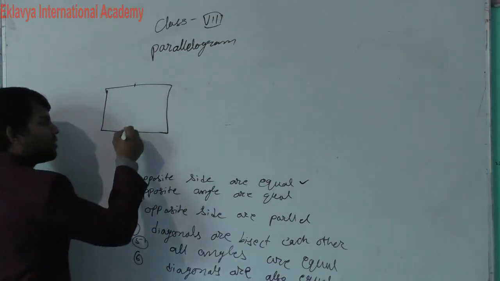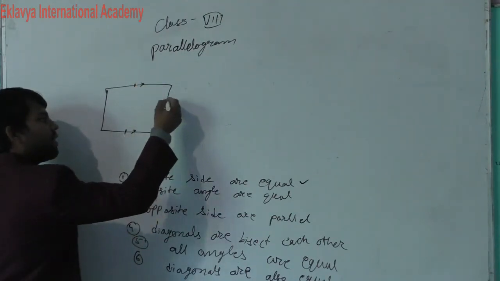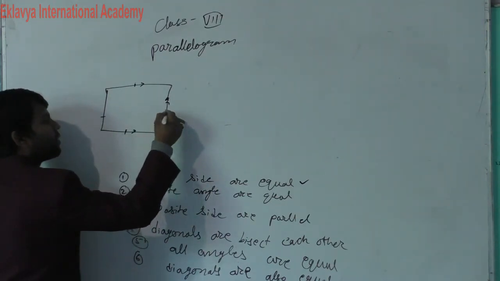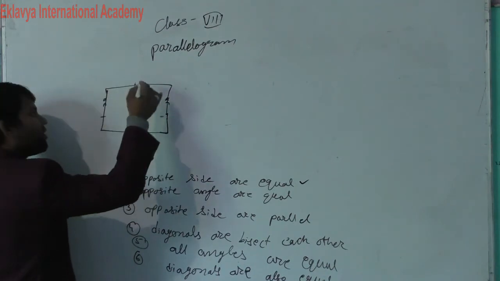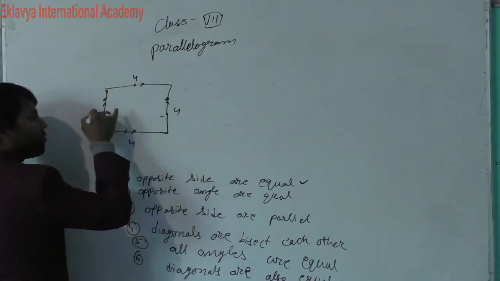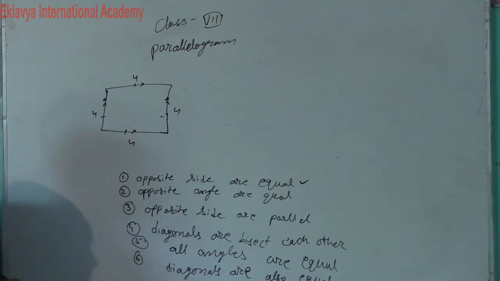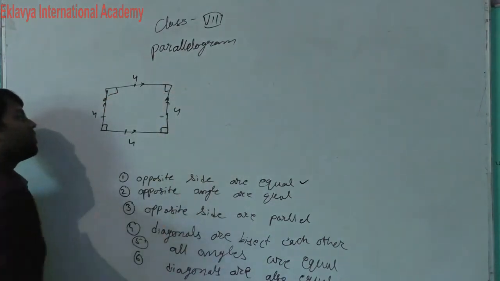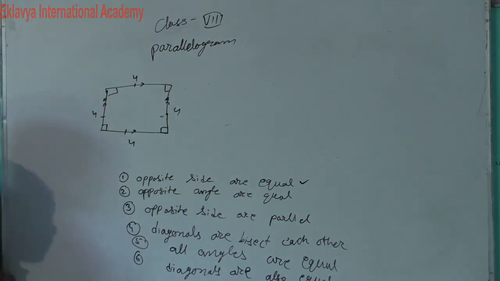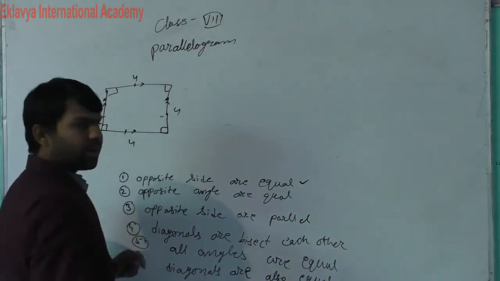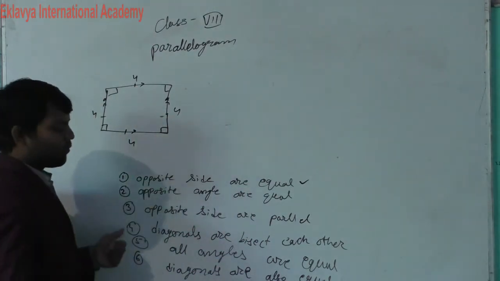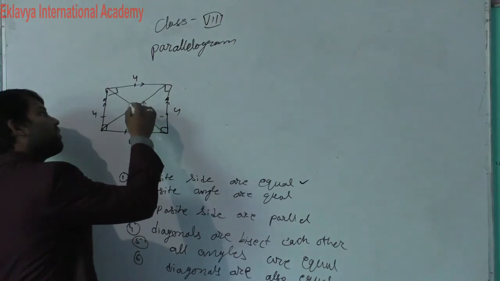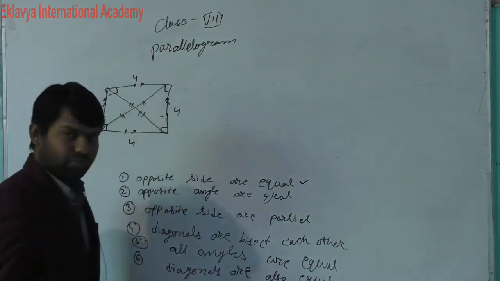Here also opposite sides are equal and opposite sides are parallel. So we will say it is 4, then it is also 4, it is also 4. Opposite angles are equal. In this we have all angles are 90 degree. Then here we say opposite angles are equal. Third property, opposite sides are parallel. Fourth, diagonals bisect each other. Then this one part is equal to this one and this one.